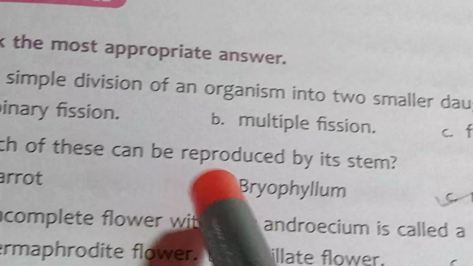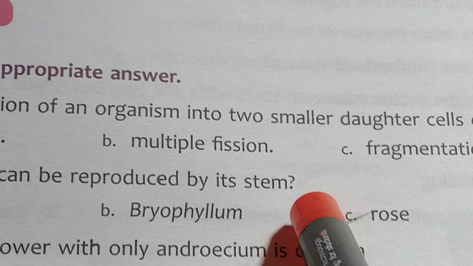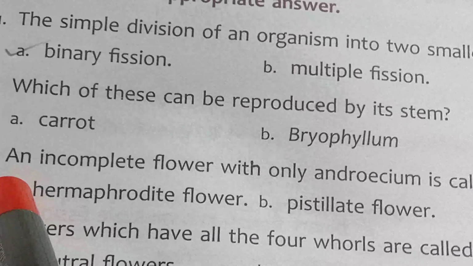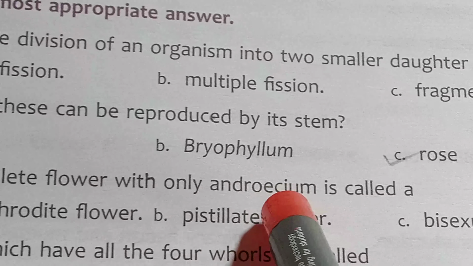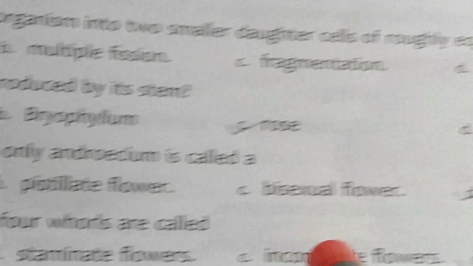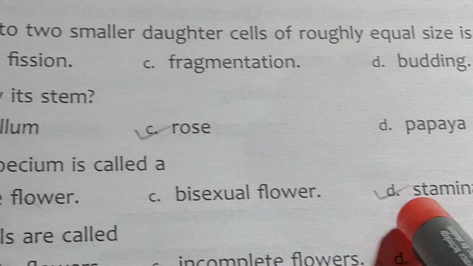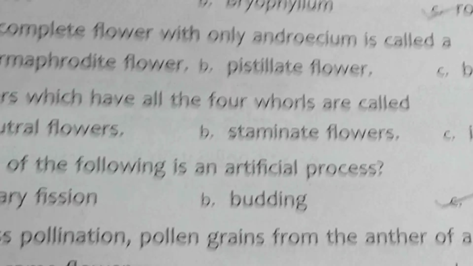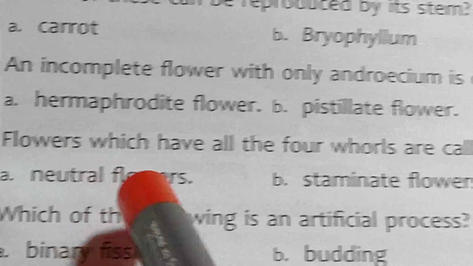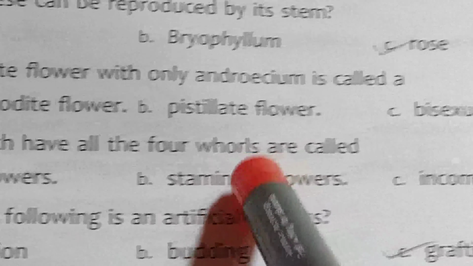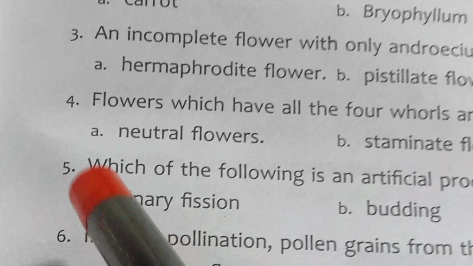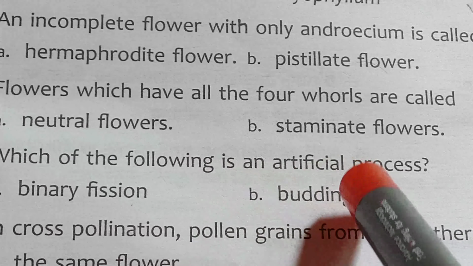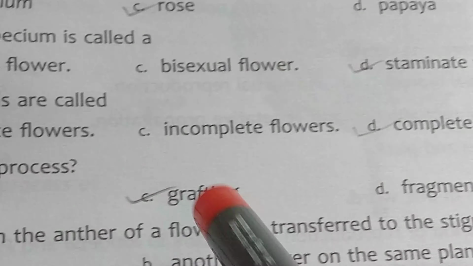Which of these can be reproduced by its stem? Rose. An incomplete flower with only androecium is called staminate flower. Flowers which have all the four whorls are called complete flowers. Which of the following is an artificial process? Grafting.